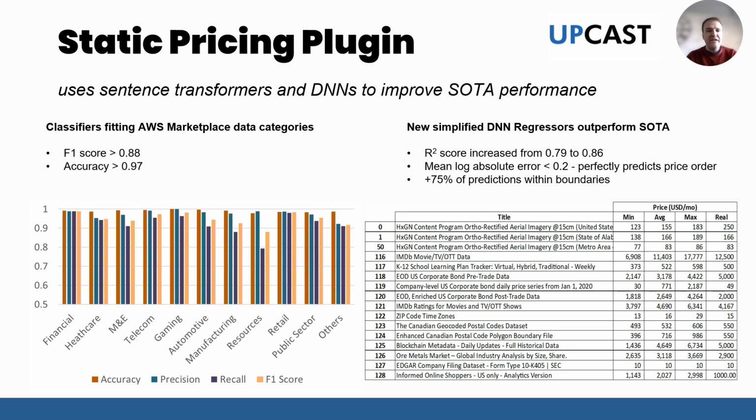DNN classifiers have been optimized and trained to fit the categories used by AWS, the marketplace containing more products in the training sample, achieving F1 score above 0.88 in all cases. The tool uses random forest and DNN models to fit the prices observed in the market. The range returned corresponds to the maximum, the average, and the minimum price returned by 10 such regressors trained over 5 different train test splits of the input data. New DNN regressors clearly outperform state-of-the-art and significantly increase the performance of previous models.